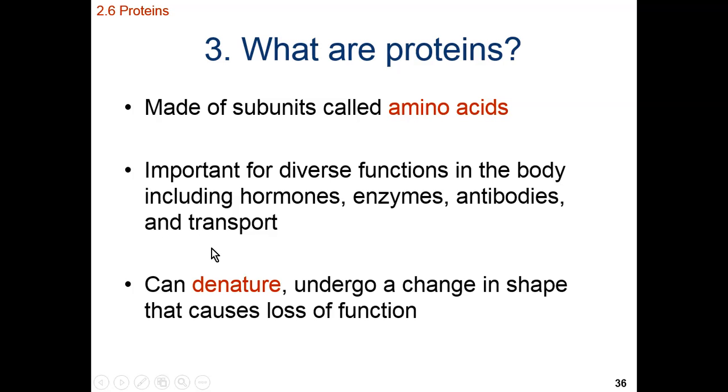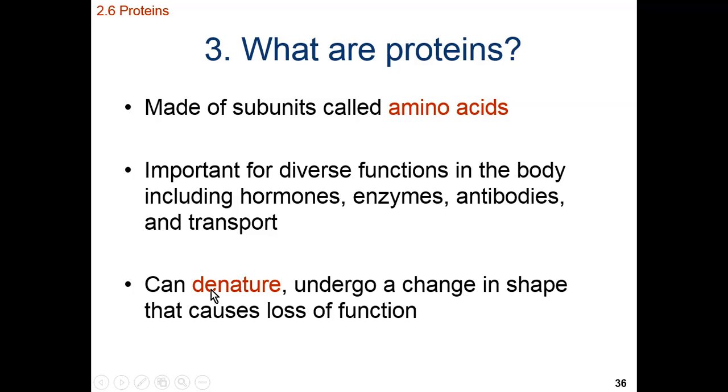An important aspect of proteins is that they can denature, and when you denature a protein, you change the shape of that protein. If you change the shape, you change the structure, and changing the structure changes the function. Structure is always going to determine function.